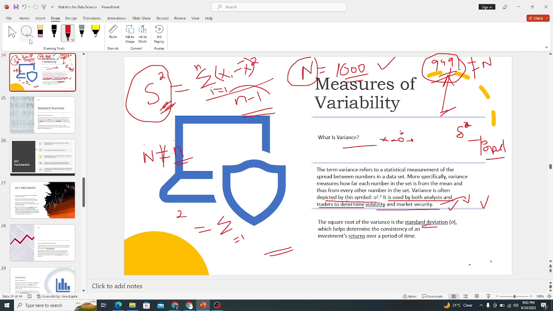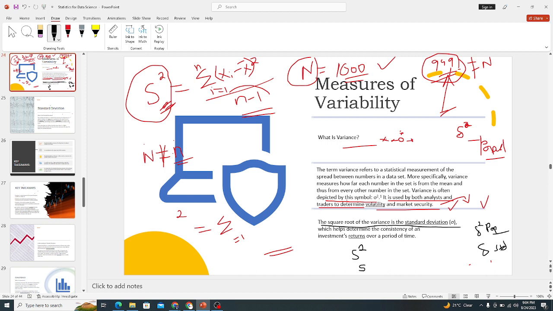All right, so let's go to standard deviation. We are saying that the square root of variance is the standard deviation. Meaning we were talking about sigma squared, that is for the population, then sigma will be the standard deviation of the population. When we are talking about a sample, it will be s squared to denote the variance of the sample, and s to denote the standard deviation of the sample.